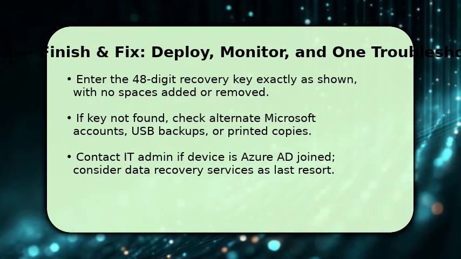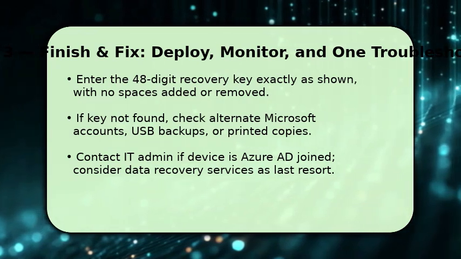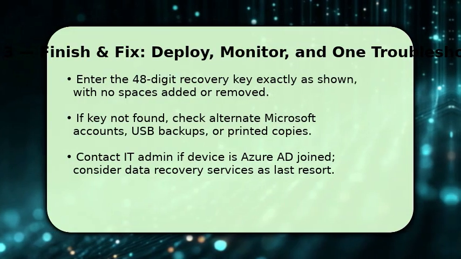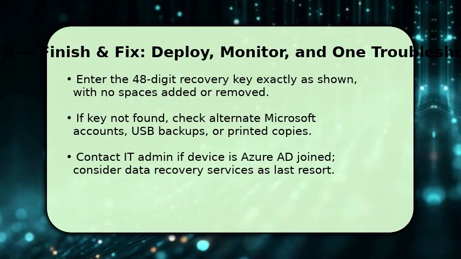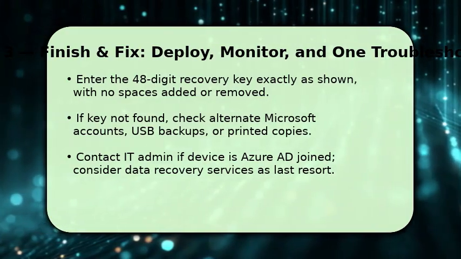Finally, copy the 48-digit recovery key carefully into the BitLocker prompt and press Enter. Accuracy matters, so double-check each group of digits. Once authenticated, Windows will resume normally. Make sure to save a copy of the key in multiple secure places.